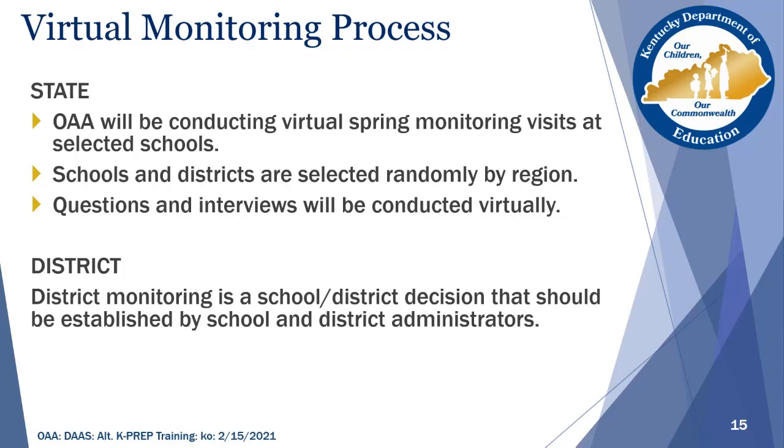Now, as you saw on slide 3, we have shared throughout the summer and the past fall, the Alternate Assessment Accountability Folder, AAAF, will no longer be required at the state level. At this time, the intent for the alternate K-Prep is to monitor virtually in the same manner as the general assessment. So what that means is schools and districts will be selected randomly, and all questions and interviews this year will be conducted virtually. There will be no on-site visits. Specific details around this process will be shared closer to the time of the specific testing windows.